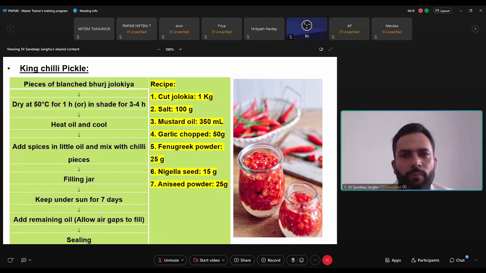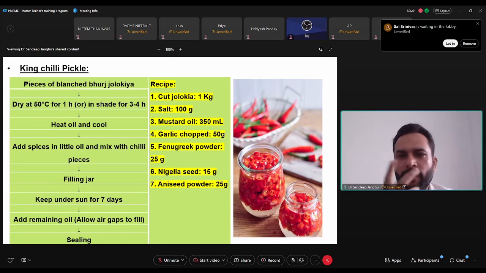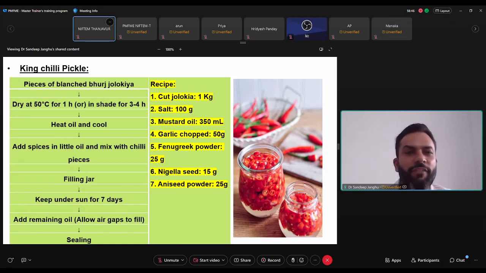The pickle from King's chili is very famous, and you can find these pickles very commonly in the shops in the northeastern region. The recipe involves 1 kg of chili, 100 grams salt, mustard oil almost 350 ml, chopped garlic 50 grams, fenugreek in powdered form 25 grams, Nigella seeds 15 grams, and aniseeds again 25 grams. For the process flow, you can see after blanching, drying at 50 degrees centigrade for 1 hour.